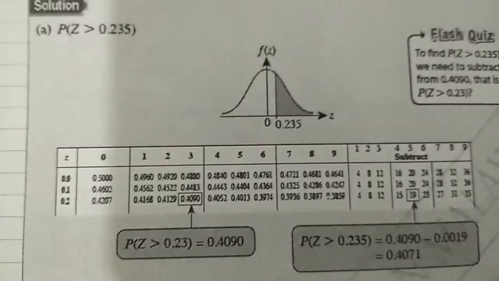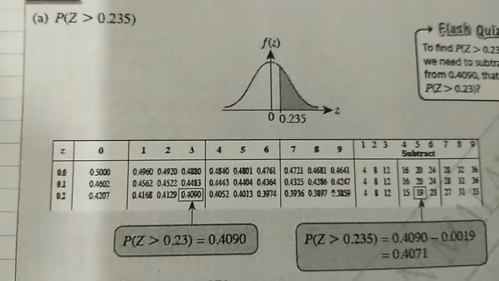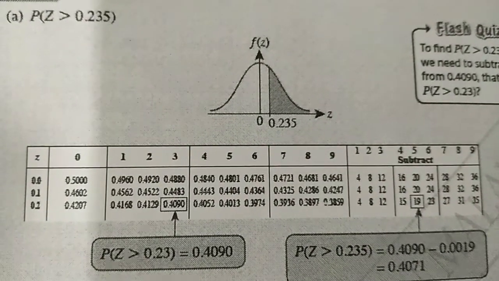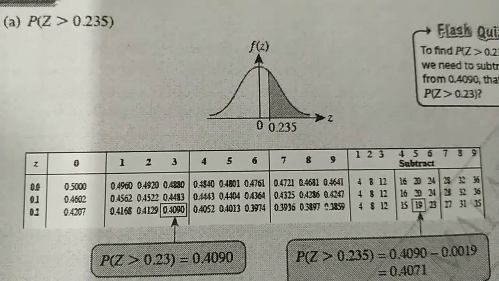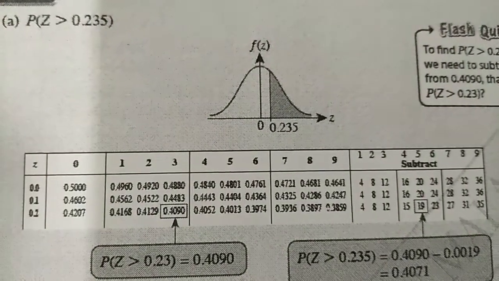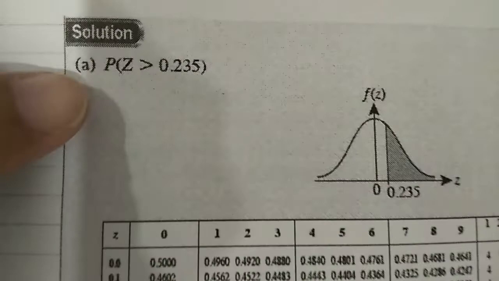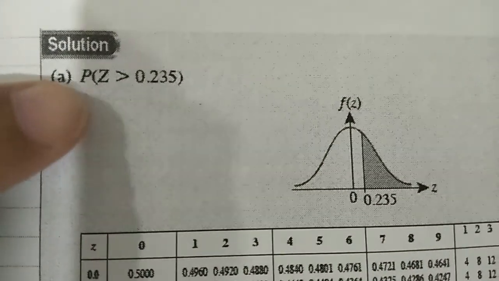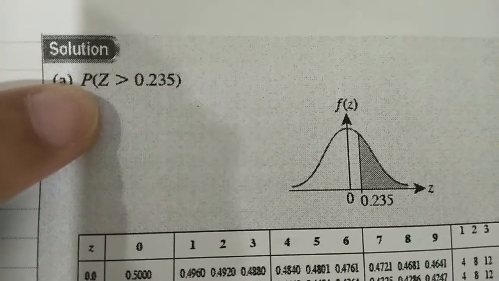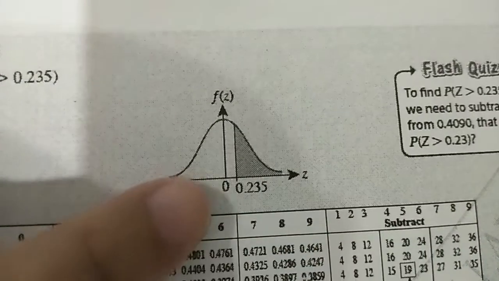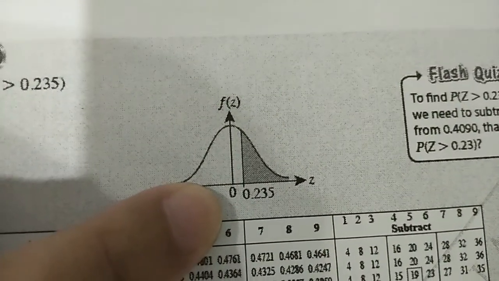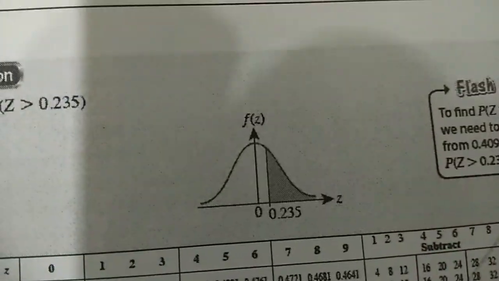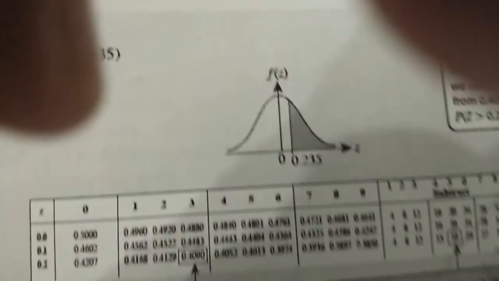Okay class, today I want to teach you to get the answer for Z score by using calculator rather than by using table. Okay, now here is the question. P(Z > 0.235), make sure that the letter is Z, and the diagram will be like this because it is a positive 0.235, more than, the shaded region will be on the right side of the normal table.